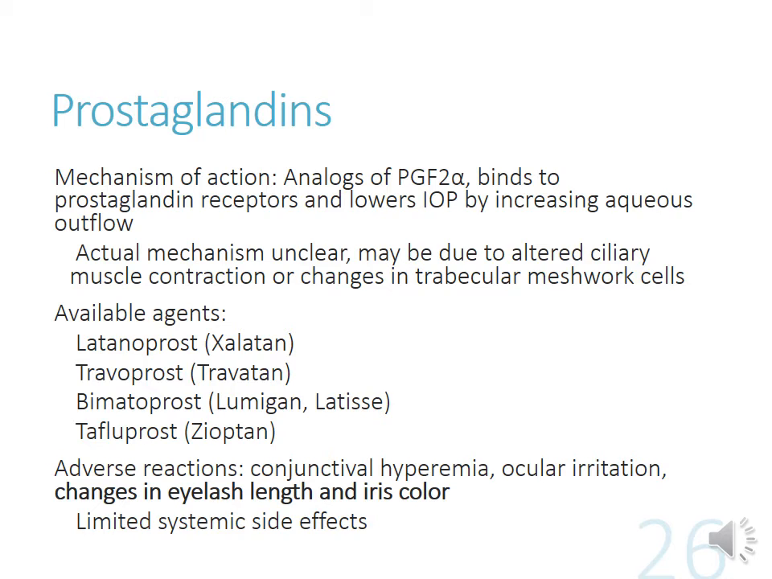Some of you guys probably already noticed the one that I'm talking about that has a secondary activity, but we'll talk about that in a second. So the agents that are used here as prostaglandin analogs will be our latanoprost, our travoprost, our bimatoprost, and our tafloprost. Big things you're going to be seeing here as far as adverse reactions go include some conjunctival hyperemia, some ocular irritation, and then the big thing here is going to be changes in eyelash length and iris color. So does anyone know what the positive thing here is?